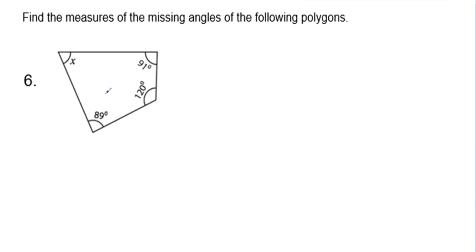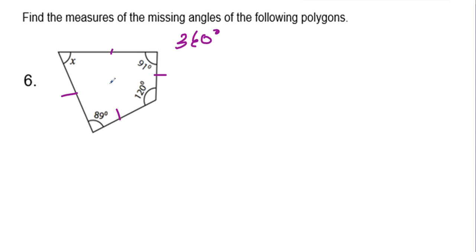So we're going to start throwing algebra at you. Instead of doing proofs, we're going to do algebra. So I have 1, 2, 3, 4 sides. That's a quadrilateral. One of the ones that I want you to have memorized is the sum of the interior angles of a quadrilateral is equal to 360 degrees.